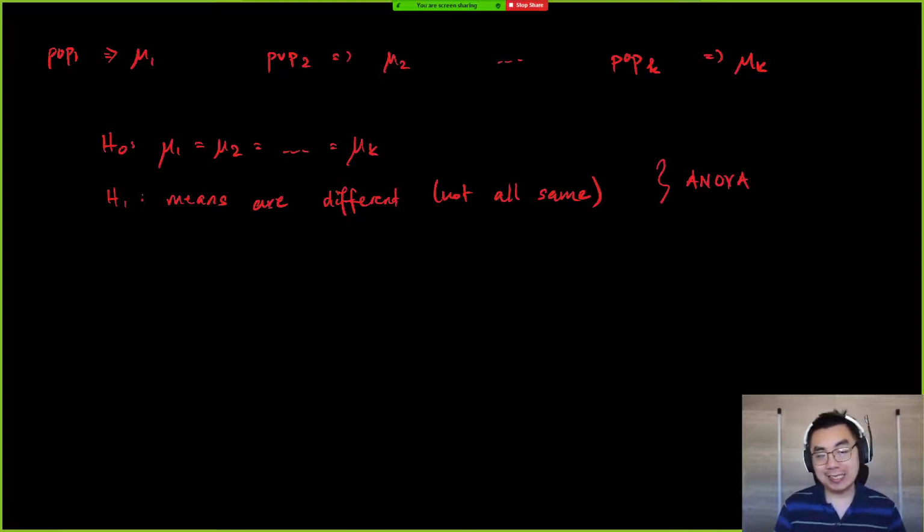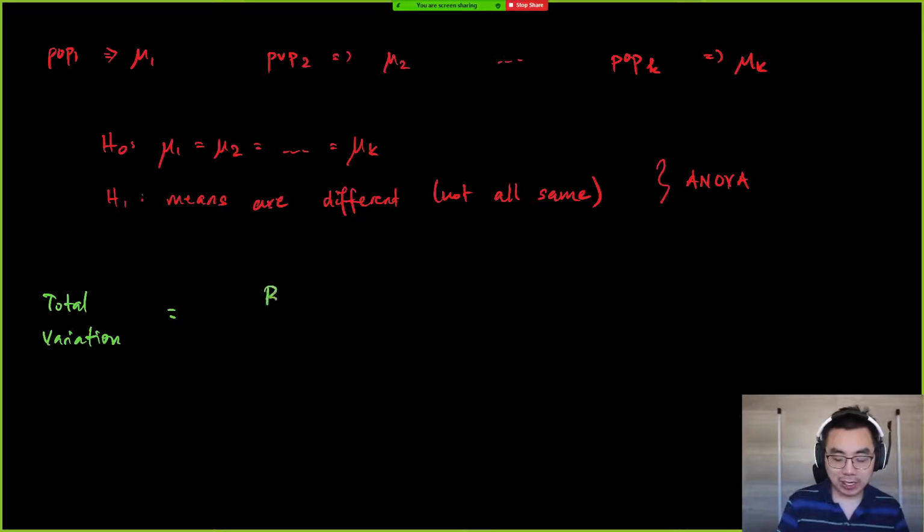ANOVA, analysis of variation. Why is it called an ANOVA test? Where does the phrase analysis of variation come from? It comes from the fact that this test depends on the variation within the group and the variation between the groups. We define a quantity known as the total variation in the data, and we try to decompose this total variation into between group variation and within group variation.